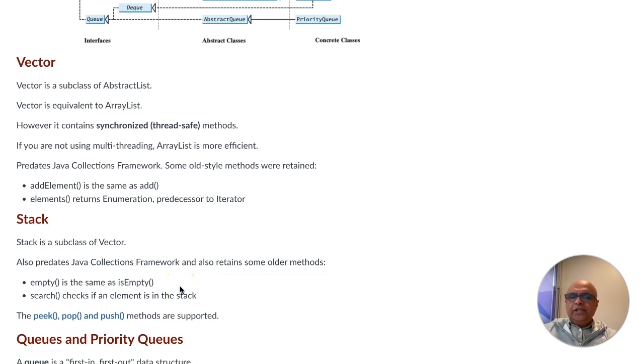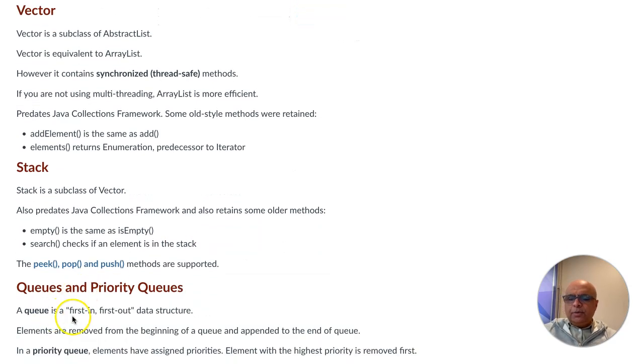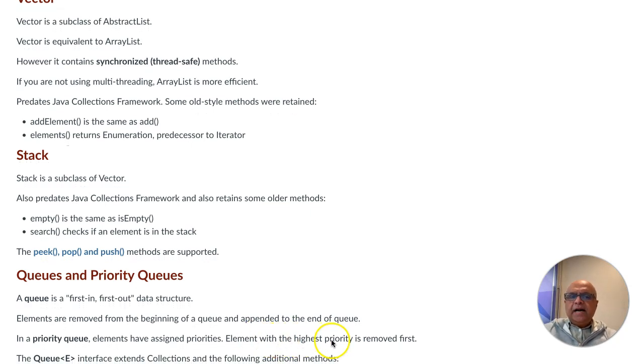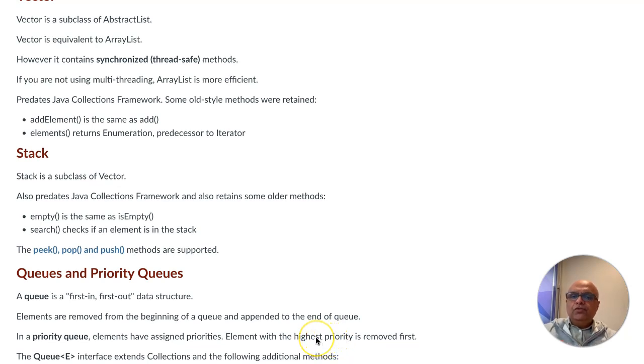And let's talk about queues and priority queues. Now queue, as we've spoken about in other lessons, is a first in, first out data structure. The first thing added to a queue is removed. So first person to get in the queue is the first person that is removed from the queue or gets to leave the queue. So elements are removed from the beginning of the queue and are appended to the end of the queue. Now priority queue extends the concept and adds priorities, and an element with the highest priority is removed first.